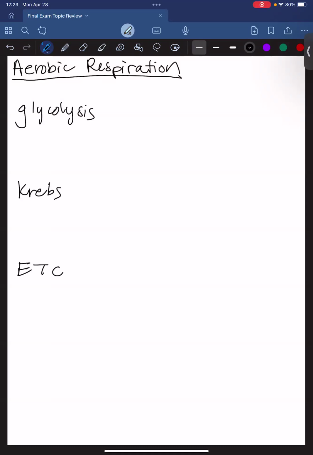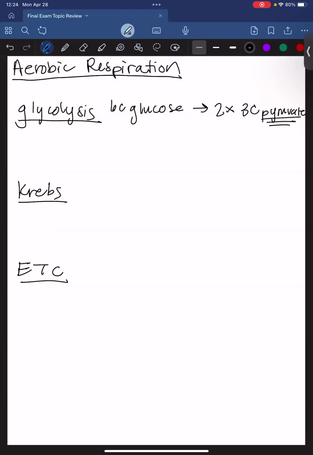What is glycolysis? Glucose, a 6-carbon glucose, is being broken down into 2 3-carbon pyruvic acids, or pyruvate. The goal in glycolysis is to make pyruvate. All right, so that's the goal. Do we make anything else in glycolysis? A small amount of ATP, net 2 per glucose.